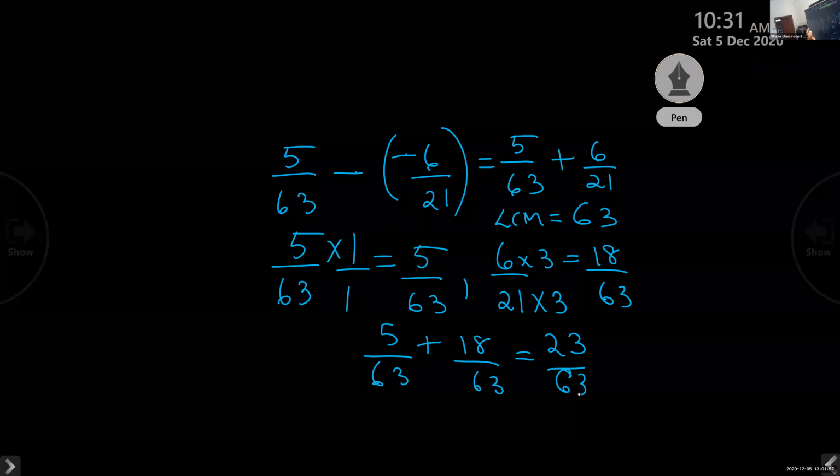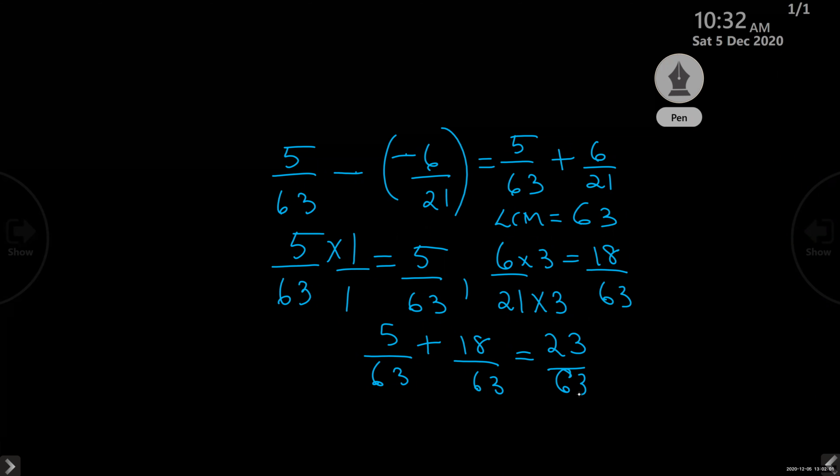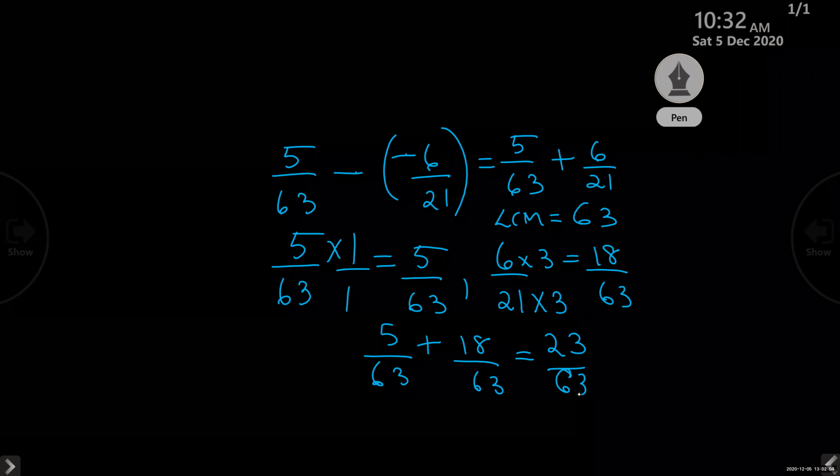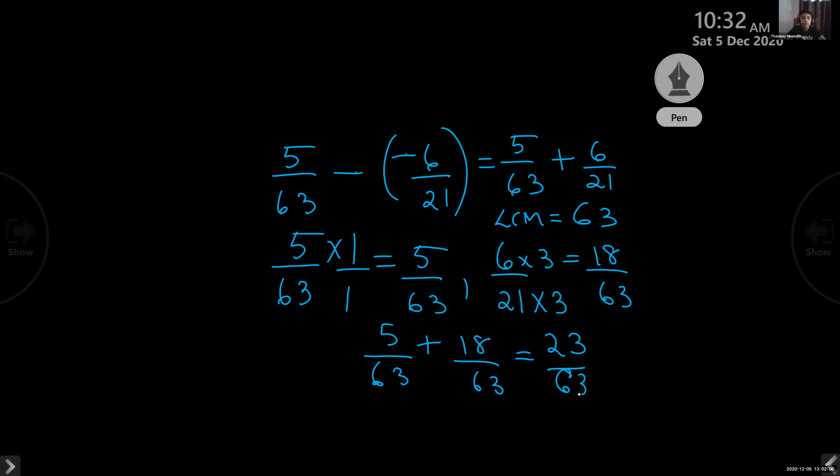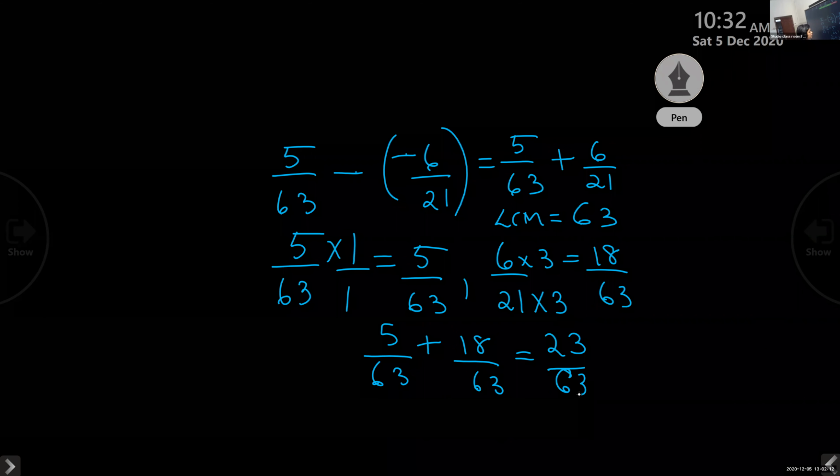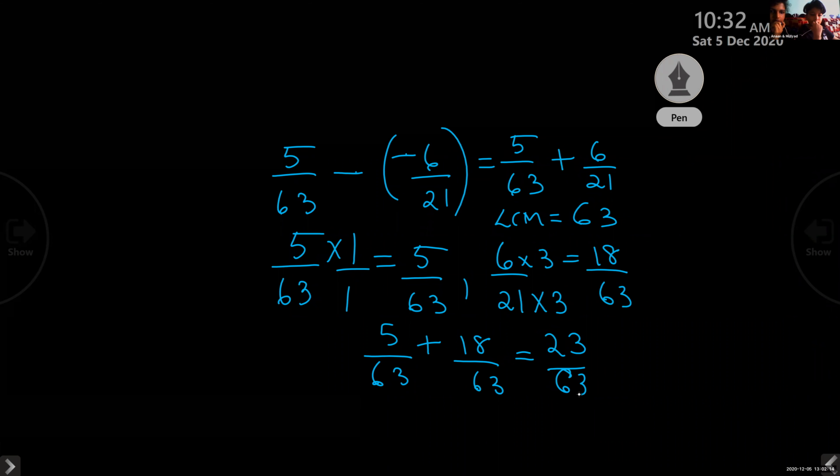Oh, 10:31 now. At 10:40, I have to take attendance. Multiplication is simply direct, right? Multiplication is very easy. Division also is very easy. Only addition and subtraction you have to find the LCM and all, isn't it? Yes.